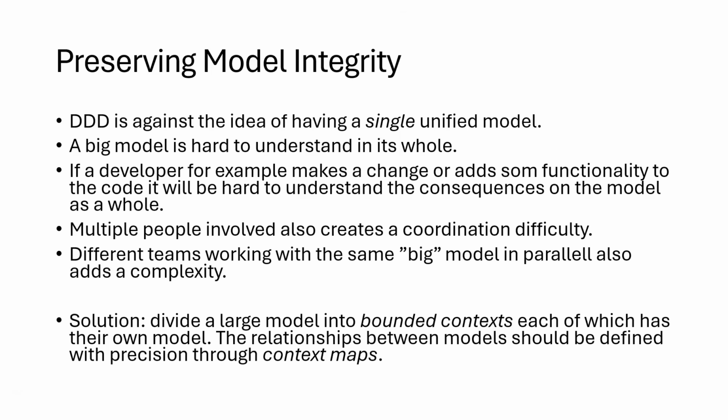Multiple people involved also creates a coordination difficulty, and different teams working with the same big model in parallel also adds complexity. So the solution is to divide a large model into what is called bounded contexts, each of which has their own model. The relationships between models should be defined with precision through context maps.